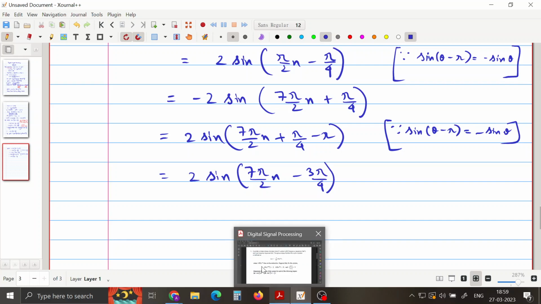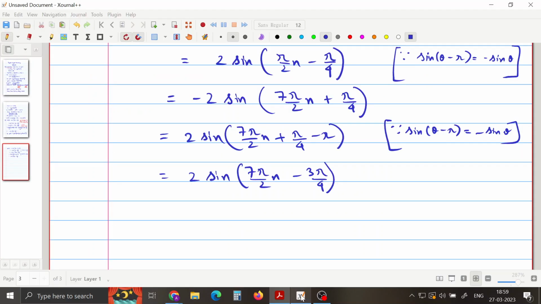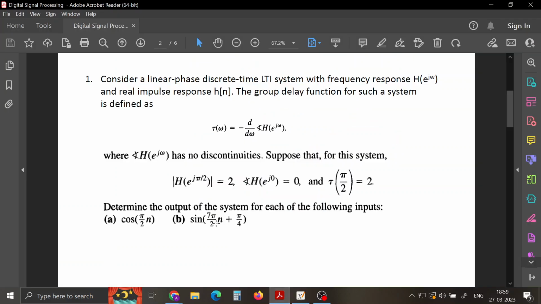The input in part B was sine of 7 pi by 2 n plus pi by 4. So we got the output in a similar form, just with an amplitude scaling factor of 2 and a phase shift. Okay, so this is the output. So this is the end of question number 1. Shall we proceed to the next question?